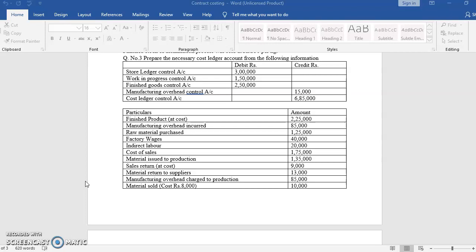Then the next one is given factory wages, and just below that, if you see, the indirect labor. So what is the difference between these two? The first one is direct wages and the second one is indirect wages. Direct wages are charged to work in progress and indirect wages are charged to factory overhead, that is, here manufacturing overhead. So first we'll take these expenses from cost control account.